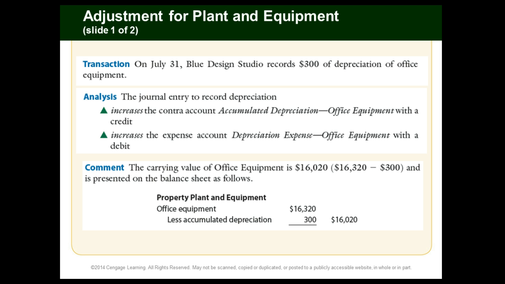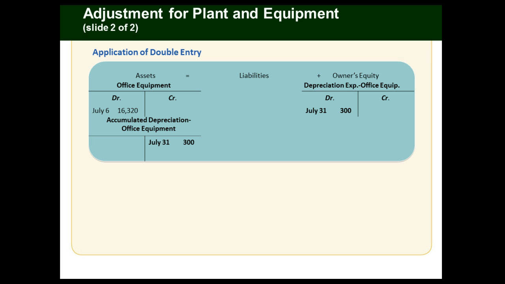So the first time we do it, this is brand new equipment. We purchased it for $16,320. After we take our depreciation of $300, our new book value is going to be $16,020, because we take what we purchased it for, the initial cost, and we subtract from it our accumulated depreciation of $300 to come up with what we call a new carrying value. So this is how we're going to show it on the balance sheet.